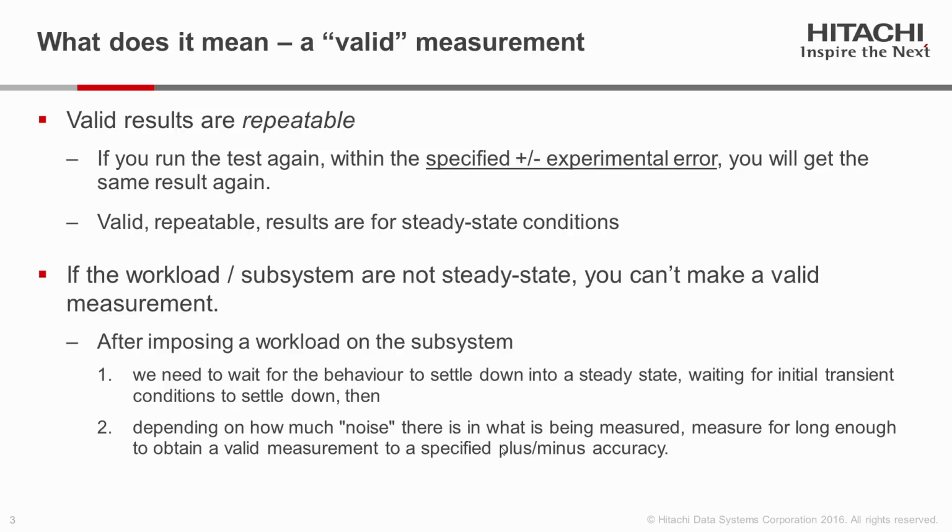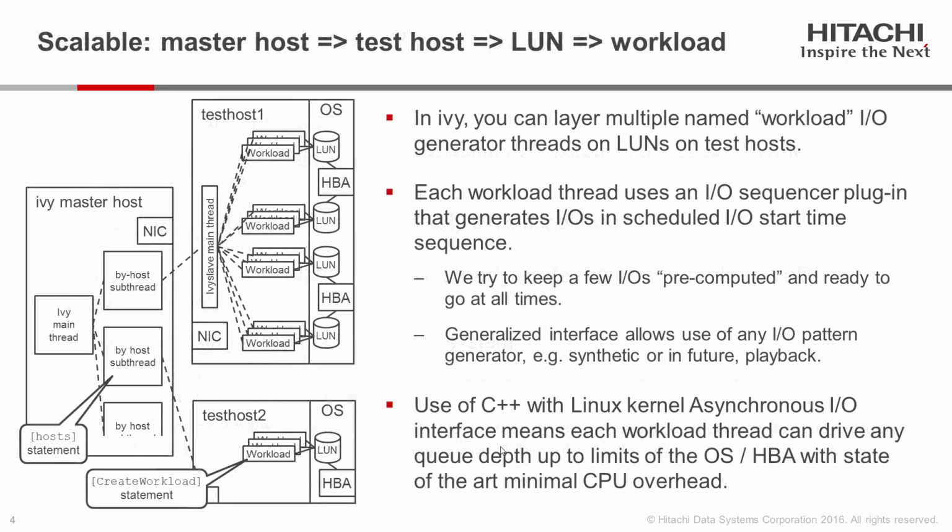So the two things to keep in mind as we look at the IV architecture and how IV works is that after imposing a workload on the subsystem, number one, we need to wait for the behavior to settle down into a steady state, waiting for initial transient conditions to settle down. And then number two, depending on how much noise there is in what's being measured, measure for long enough to be confident you've obtained a valid measurement to the specified plus or minus accuracy. Keeping that in mind, we can look at the IV architecture.